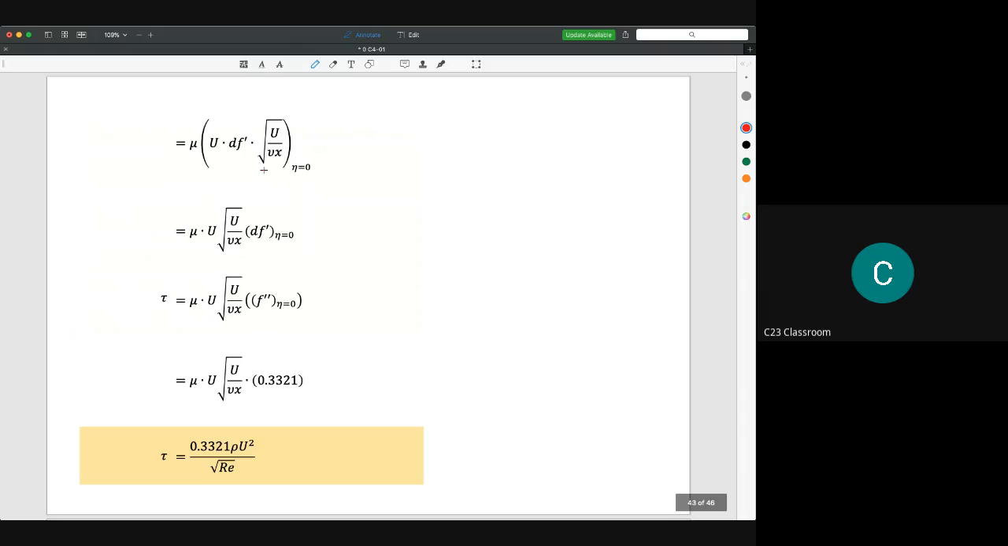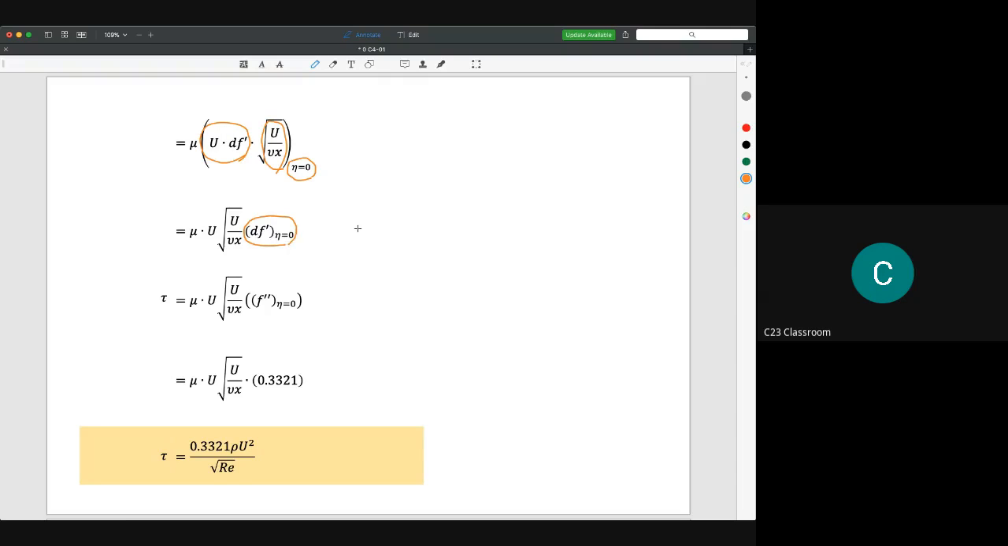So then we substitute the value here. Okay, so we have this value and this value, and then at y equal to 0, eta also equals 0. So we just replace y equal to 0 with eta equal to 0. And then if we solve it, it means that tau here is mu u squared over nu x square root u, and we have here df at eta equal to 0.